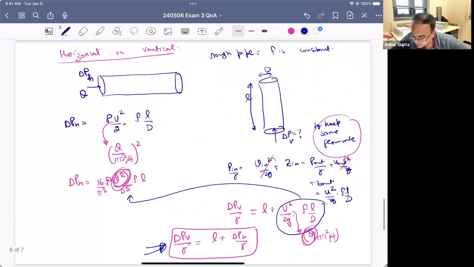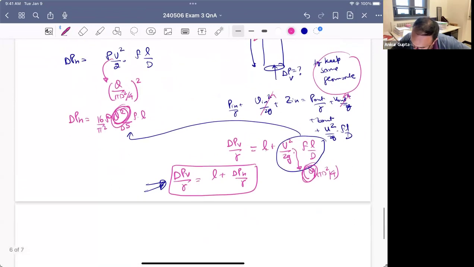Now I could technically make this D2 and L2, in which case you have to keep D2, L2 here, and then you will have to substitute the same flow rate formula. It will become a bit more messy. I wouldn't worry about this. It won't be this messy, but hopefully the idea makes sense between horizontal and vertical pipes.